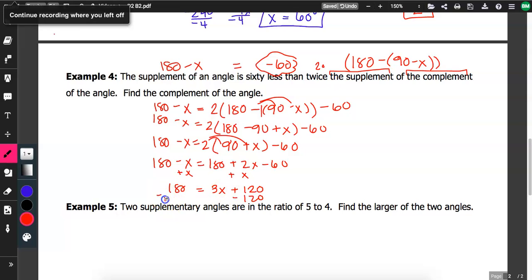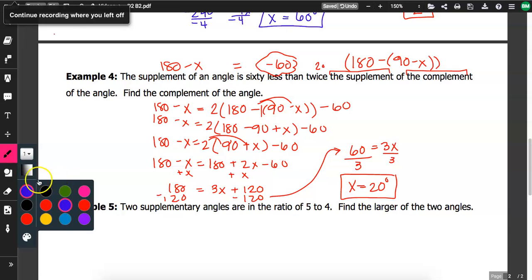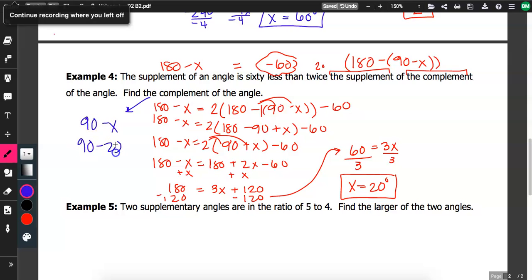Subtract 120. Leaves me with 60 equals 3x. Divide by 3. X equals 20. Okay, always make sure you answer the question though. It says find the complement of the angle, so 20 is not really my final answer. The complement of the angle is going to be 90 minus x, so 90 minus 20, which equals 70 degrees. So that's my actual final answer.